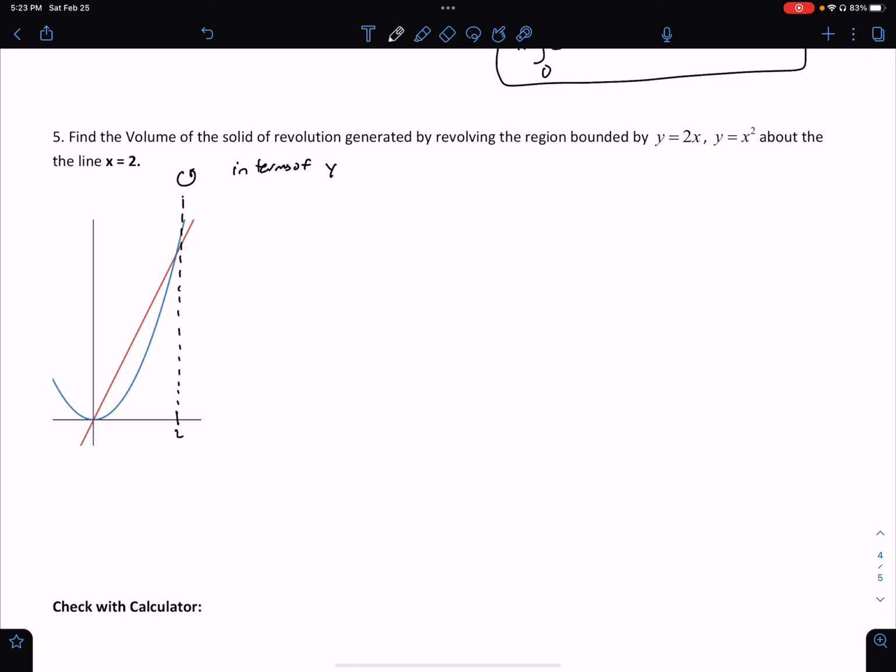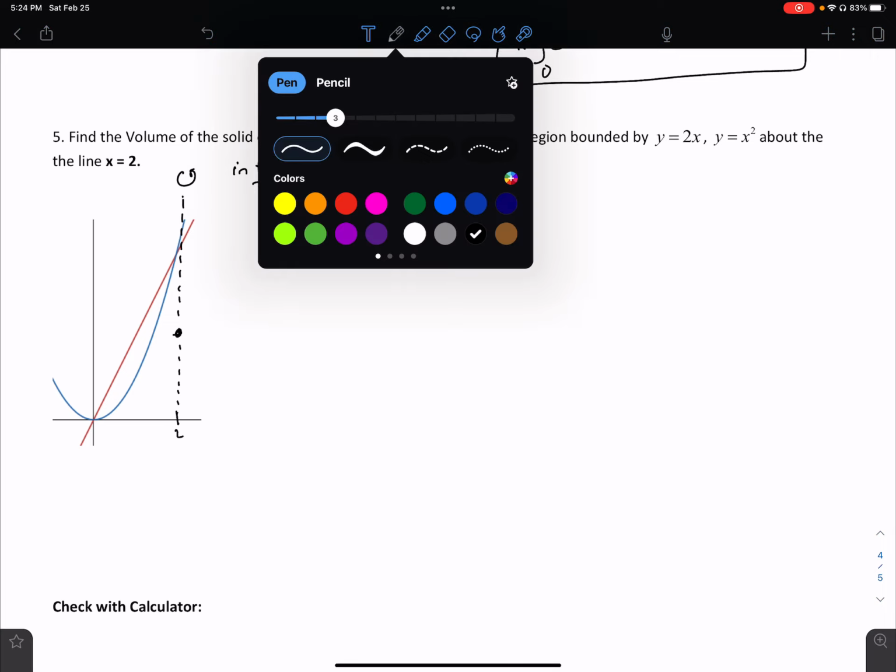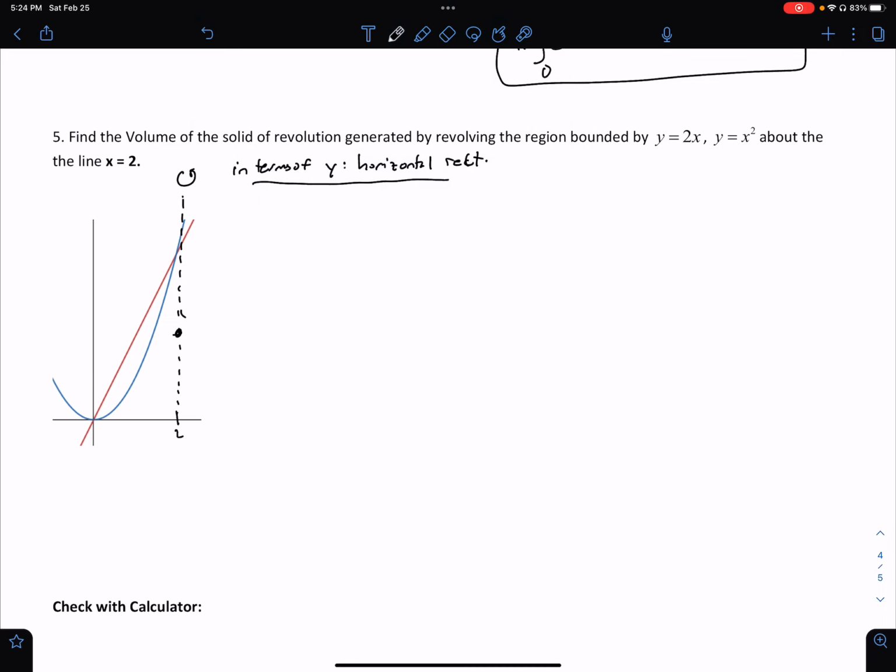And the reason for that is simple. Because if I were to measure from here, the axis of revolution, to my function, I have to make a horizontal rectangle. That's why we have to be in terms of y, because we are looking at a horizontal rectangle this time. So let's go ahead and draw that rectangle. I'm going to get 2 of them this time because, again, I have this big open space, this big gap right there, and we're only looking at the region in between here.